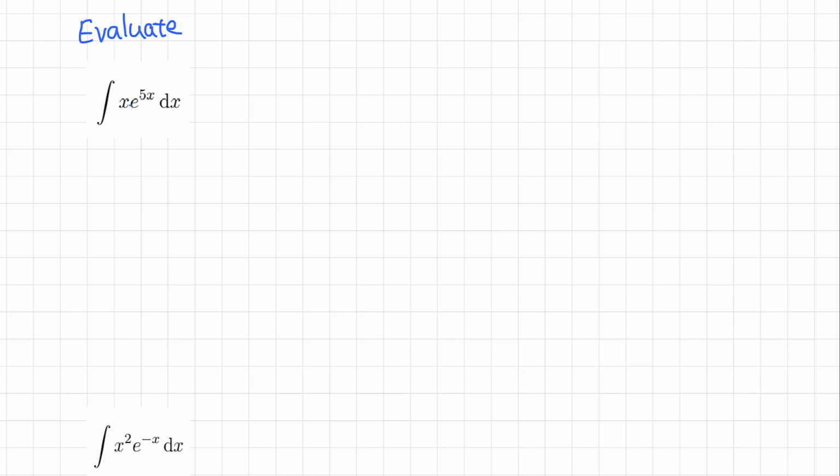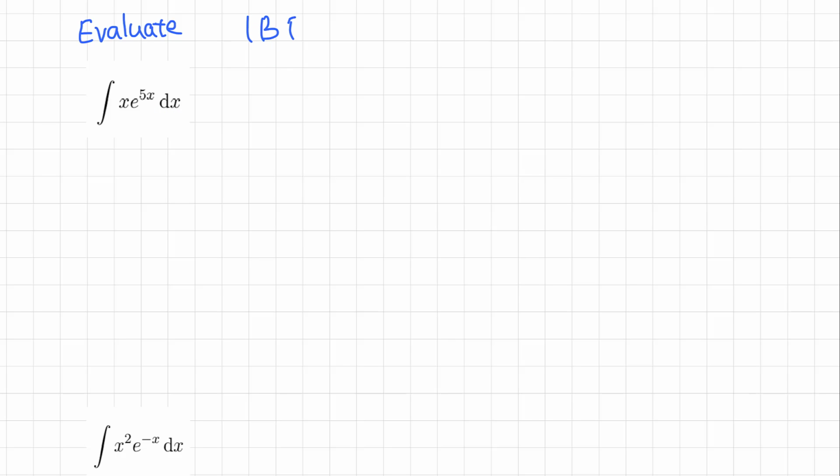Evaluate. So we got a product of x and e raised to 5x. This is a product, but the u substitution does not work. Our u would be 5x, whose derivative is 5, but then we cannot cancel x. So the u sub does not work. Then it is a product, which means we need to use integration by parts.